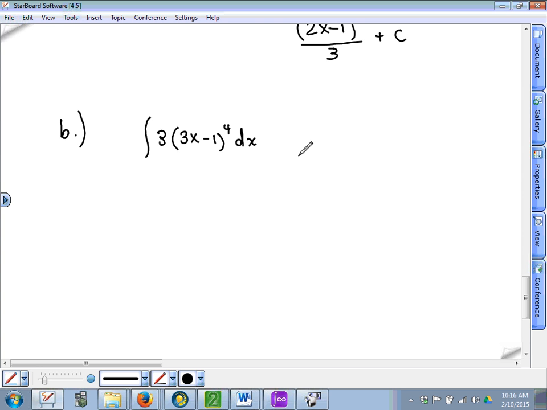And just for the sake of practice, let's use U-Substitution. So the way this works is you let u equal an inside function. Do we see an inside function in there? 3x minus 1. Okay, so we're going to let u equal 3x minus 1.